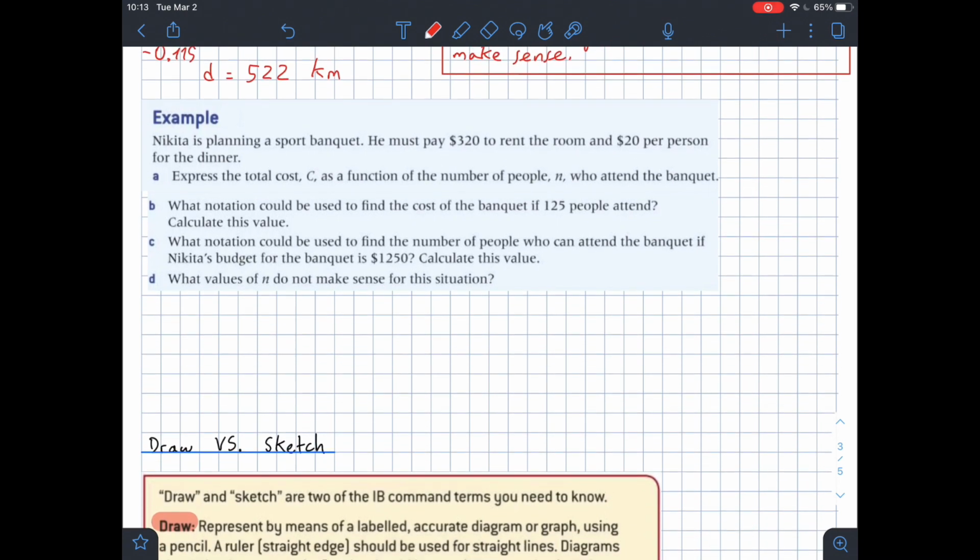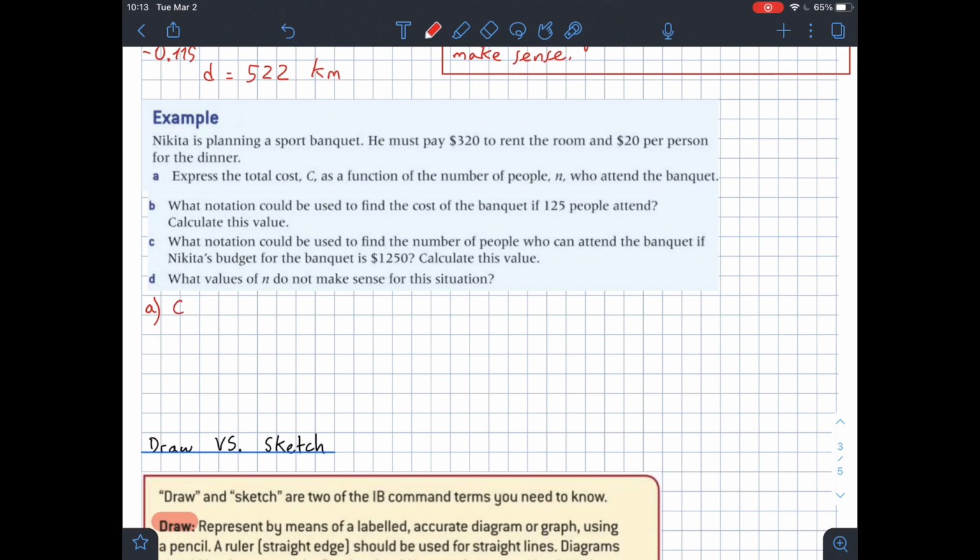It says, Nikita is planning a sport banquet. He must pay $320 to rent the room and $20 per person for dinner. Okay, so in this case, we would have to build our function, right? Express the total cost C as a function of the number of people N who attend the banquet. So our two variables are cost C and number of people N, right? This is the independent variable, and this is the dependent variable.